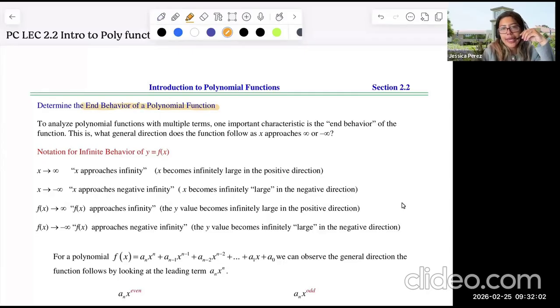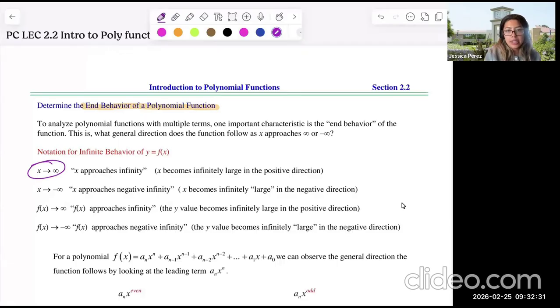So let's start by analyzing polynomial functions with multiple terms. One important characteristic is the end behavior. So how does the polynomial behave at the endpoints? Usually when we have a graph of a polynomial, it's either increasing or decreasing. Is it going to infinity or negative infinity? So we want to start by what's going on as x approaches infinity. So what happens to the function as x goes to infinity?